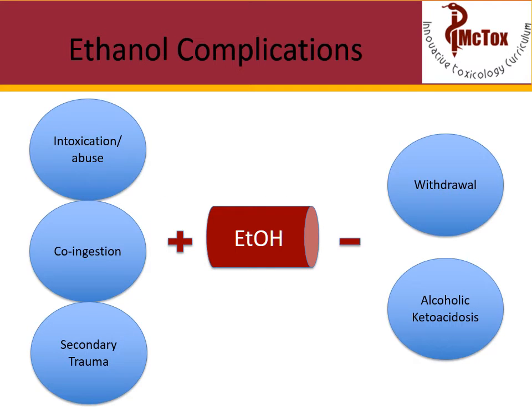This schematic diagram shows medical complications of ethanol. Ingesting too much ethanol may lead to its dependence and abuse, co-ingestions of street drugs or overdose, or issues from secondary trauma like head injury and subdural hemorrhage. On the other hand, when an alcoholic stops drinking, this may lead to either alcohol withdrawal syndrome or alcoholic ketoacidosis. We will give a brief overview of each one of these complications, then focus on alcohol withdrawal syndrome.